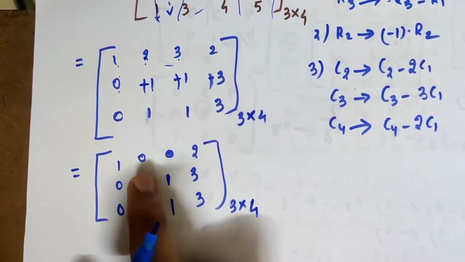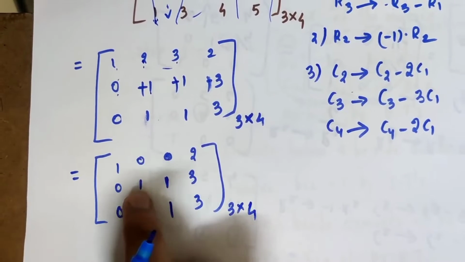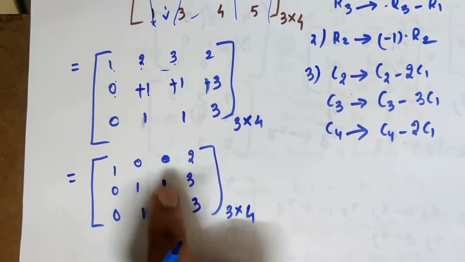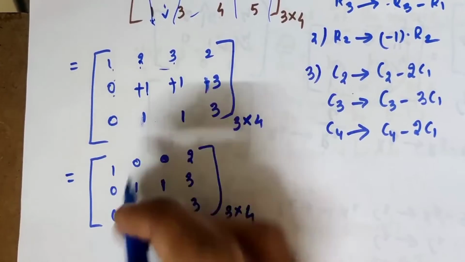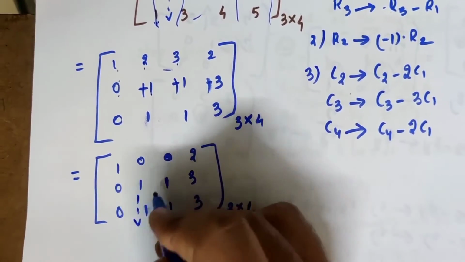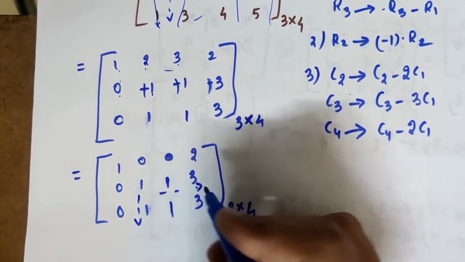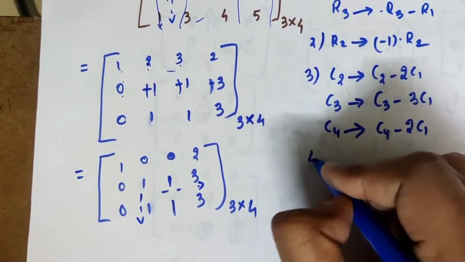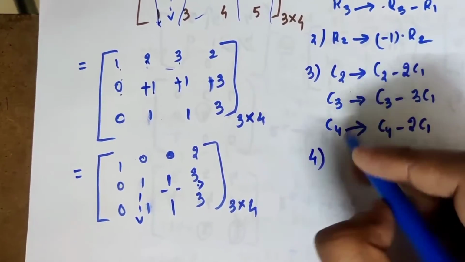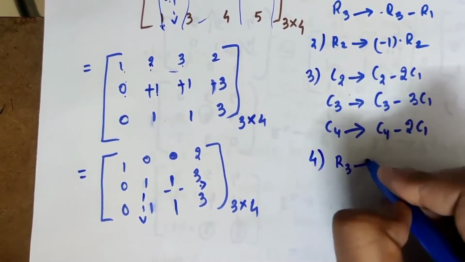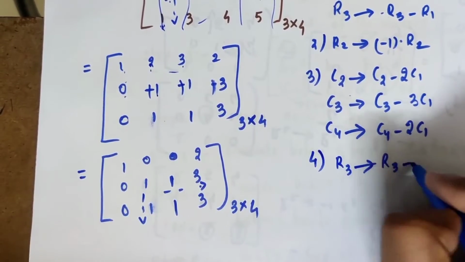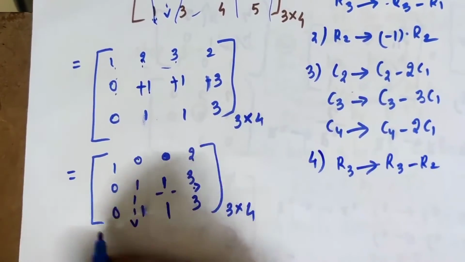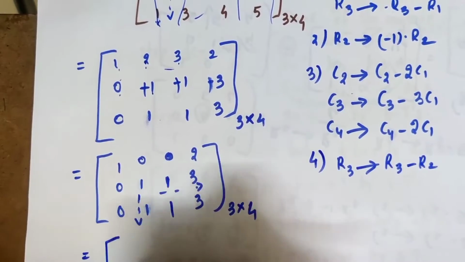Now I have to make this element 1, but coincidentally this has also become 1. So what is my next step? You have to make this element 0 and these two elements 0. So for that I am doing the fourth step. What is my fourth step? R3 implies R3 minus R2, right? So what will I get?